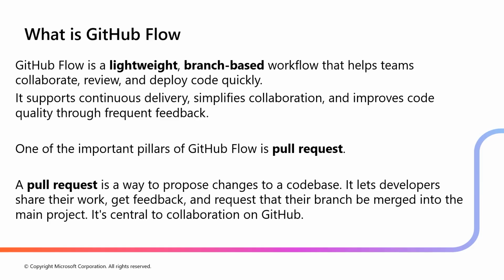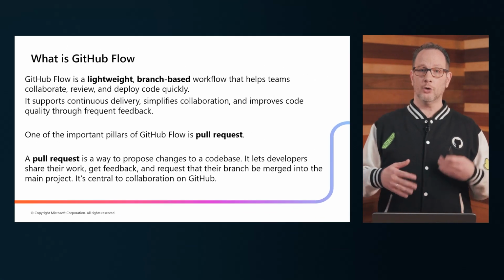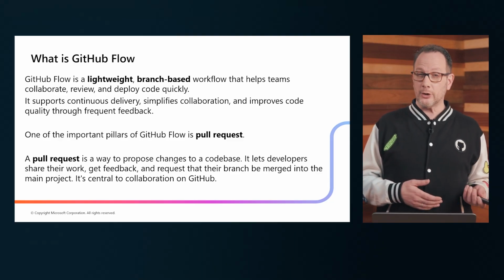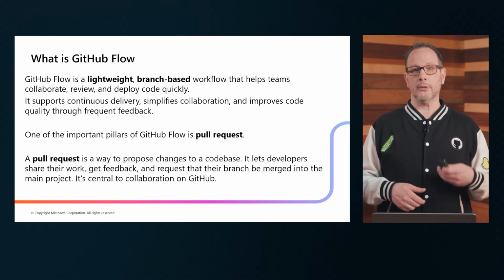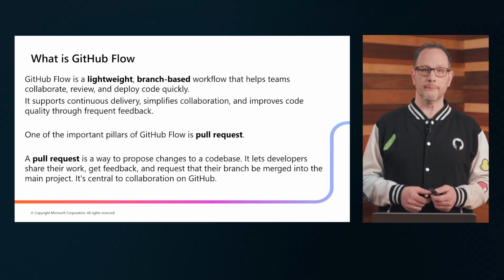So instead of updating the main branch directly, you create a branch for each new feature, a new fix, or just experimenting. This keeps your work isolated and gives your team a chance to review and discuss changes before they go live. The workflow encourages quick iteration, frequent integration, and a clean codebase.